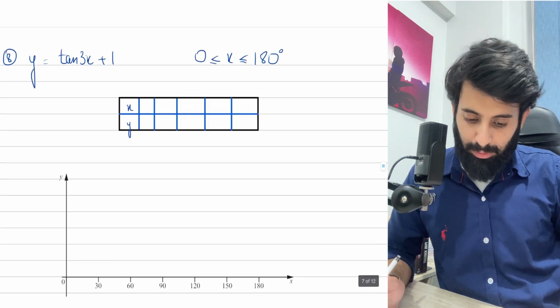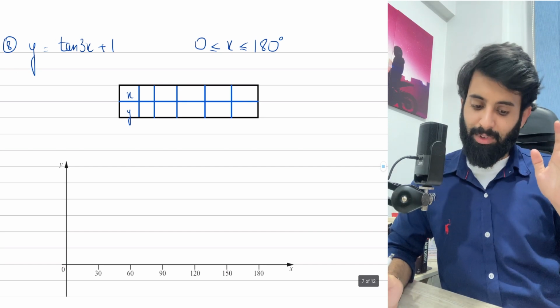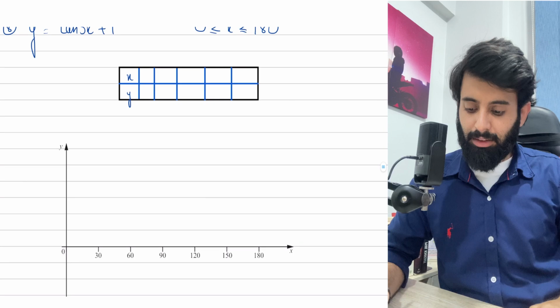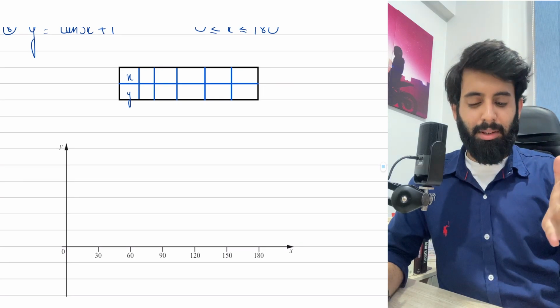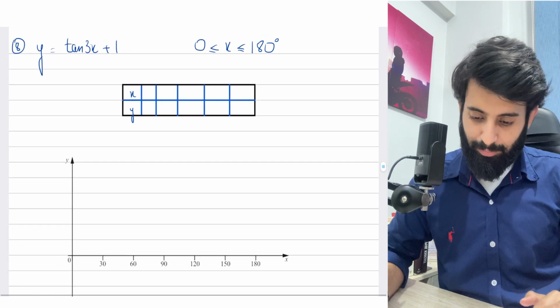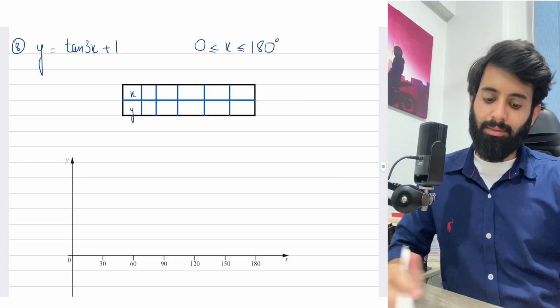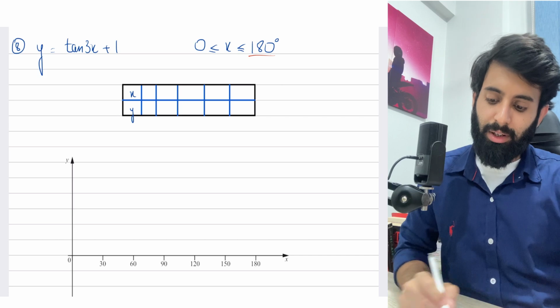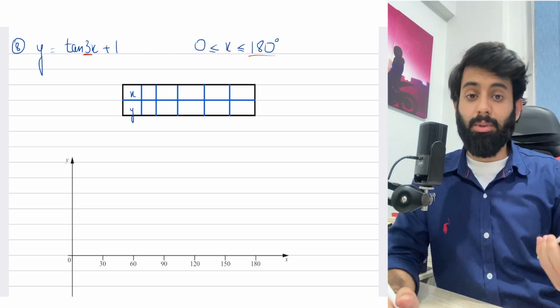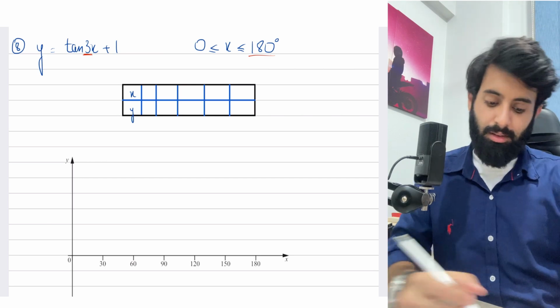Okay, so this one's one of my favorite examples. It's y equals tan 3x plus 1. Now, graphs of tan are sort of challenging, but they're also very pleasing to look at. So over here you have from 0 to 180, and the coefficient of x, you can see, is not 1 anymore. So that means what's going to change? The period and the step.